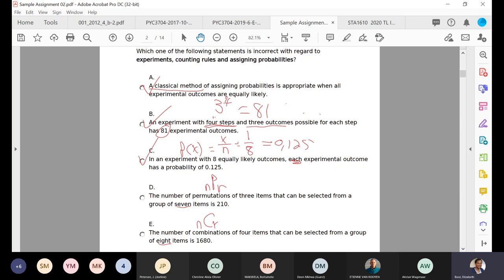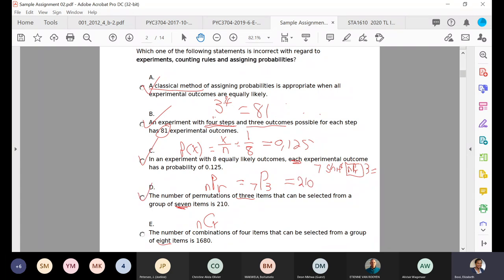And D, the number of permutations for the three items that can be selected. So n is 7. So you just need to say 7P3. On your calculators, you do have an nPr function. Look for it. It's sometimes written in orange. You will either press second function or a shift button. If I'm using a Casio, I'll press 7, shift, and whatever button nPr is on. And then you press 3 and then equal. What do you get? 210. So then it means this is correct.